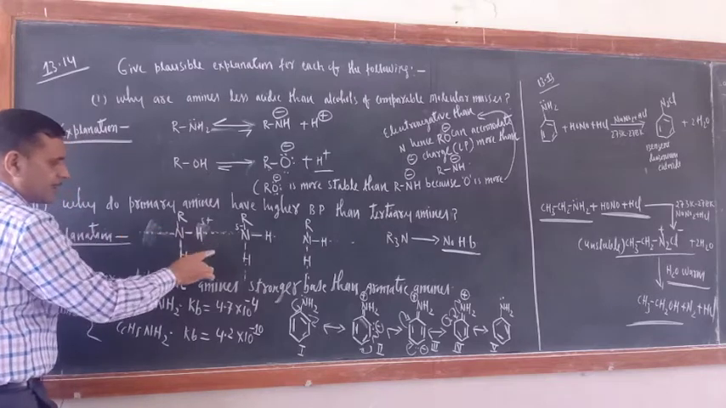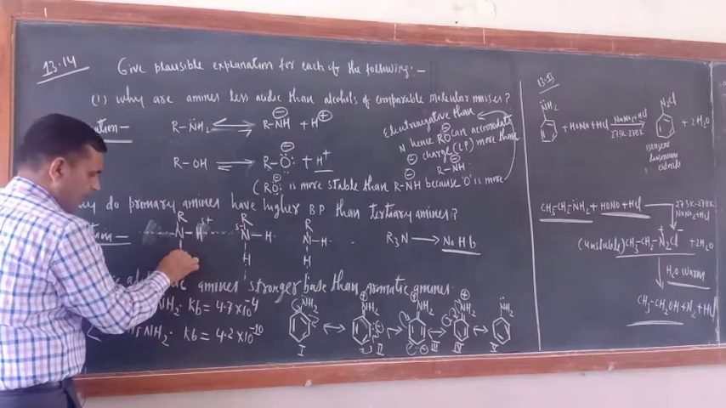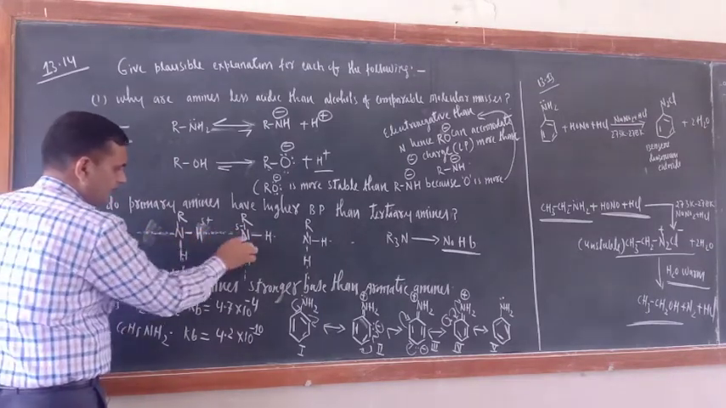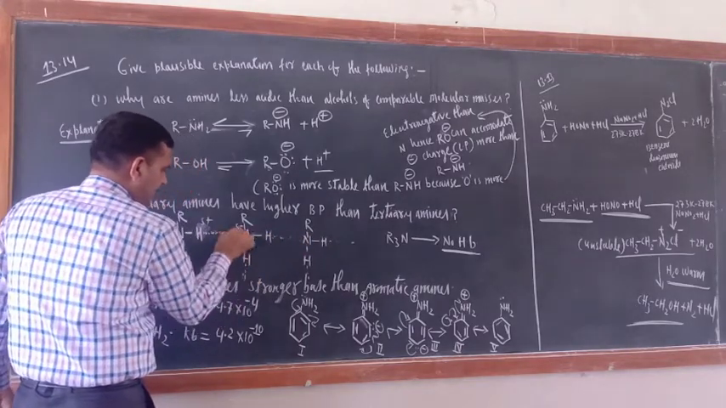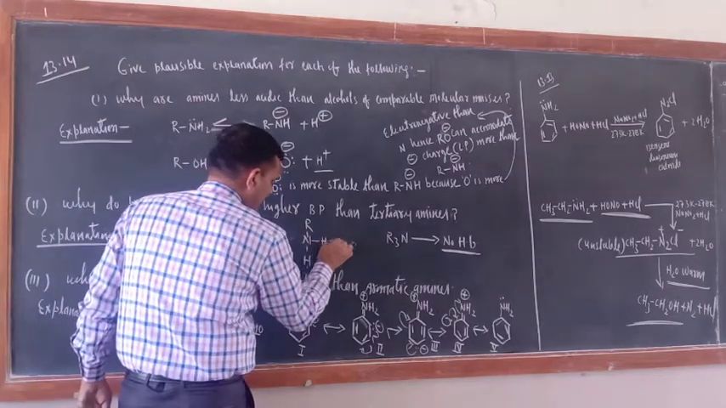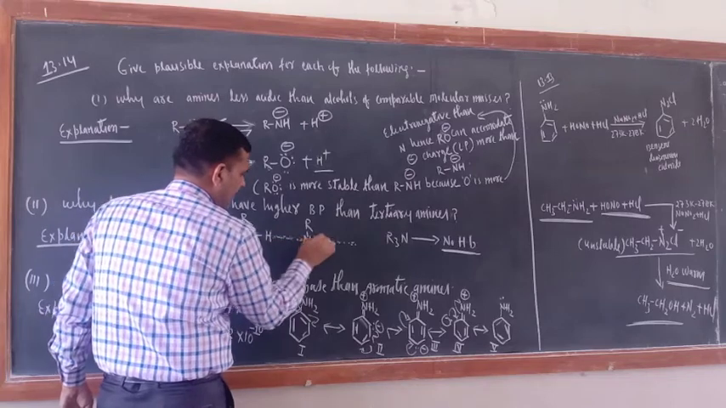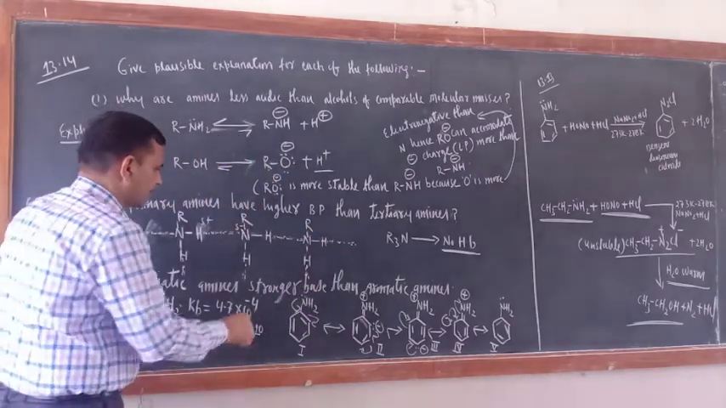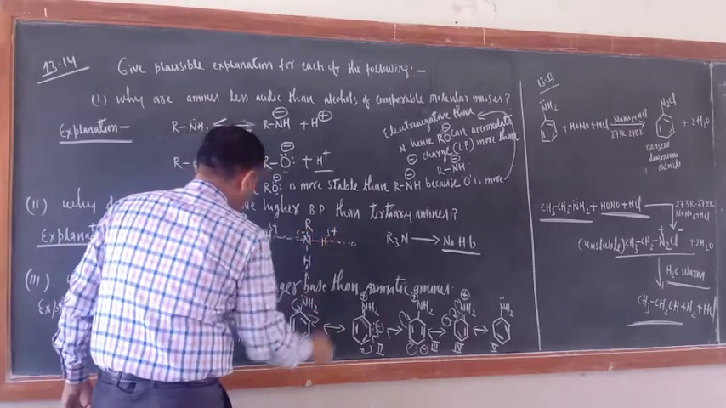Just check. See, this is one molecule. So one hydrogen bond here, another here, third one here. This is another molecule. One hydrogen bond here, another here, another one here. Here also, one hydrogen bond here, another here, another here. Correct or not? Yes. So this is positive, this is negative, this is positive.